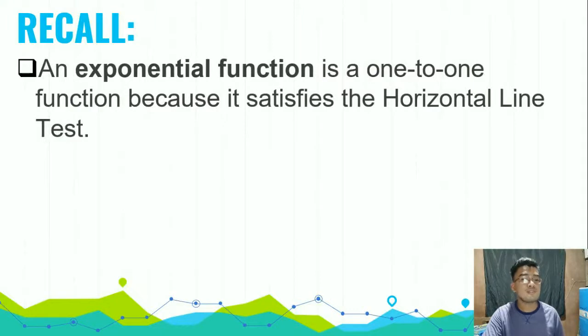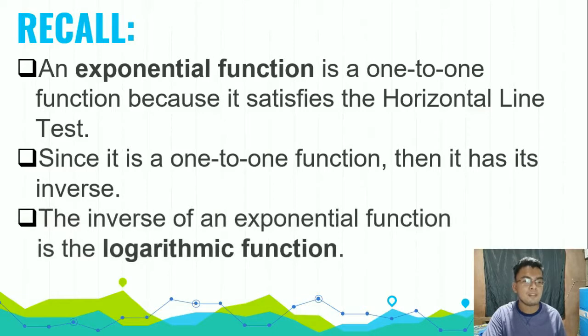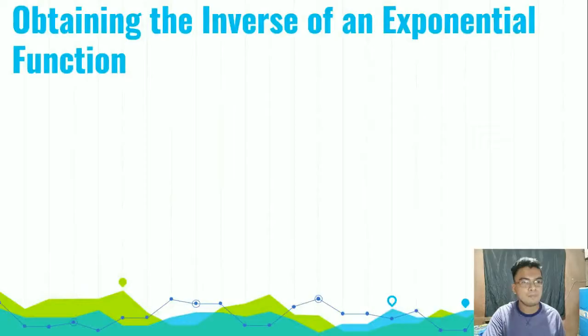An exponential function is a one-to-one function because it satisfies the horizontal line test. Since it is a one-to-one function, then it has its inverse. The inverse of an exponential function is the logarithmic function. So, obtaining the inverse of an exponential function. Try nga natin i-obtain ang inverse ng isang exponential function.